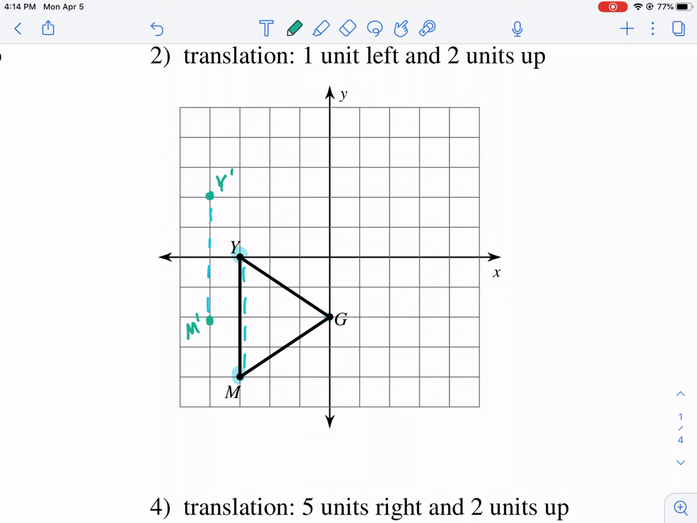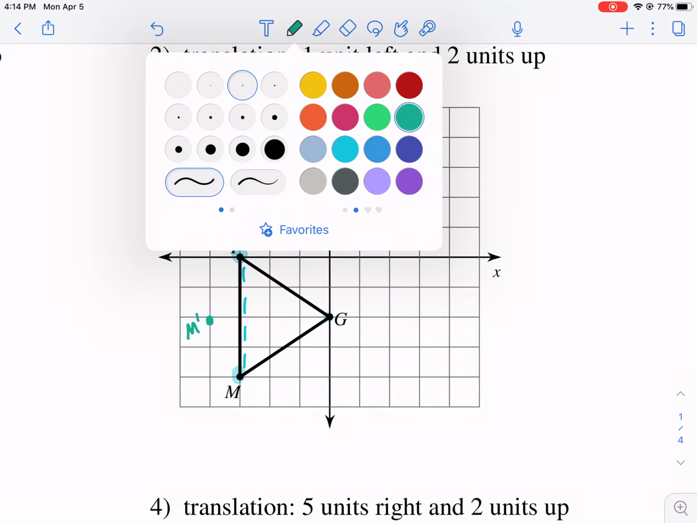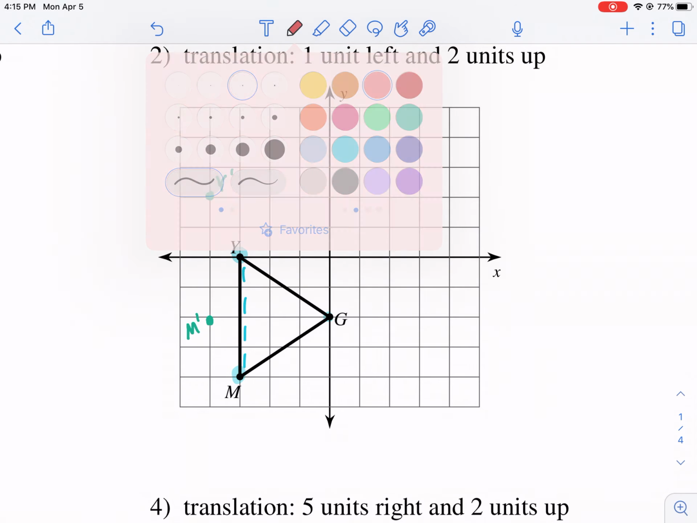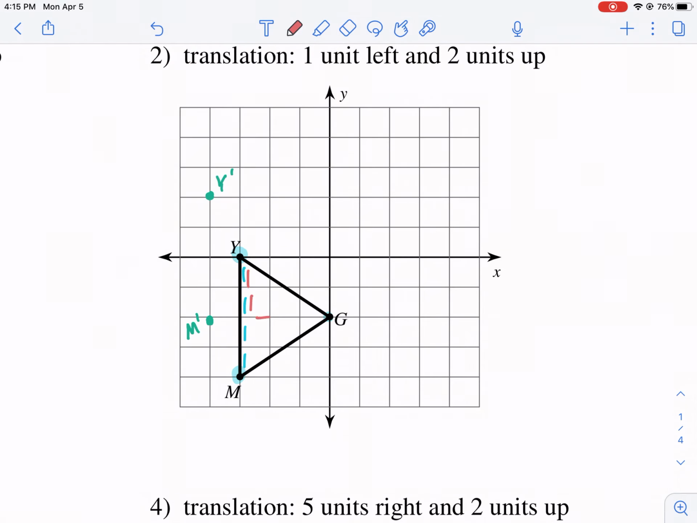And then for G, let me erase this. What's the relationship between Y and G? Y and G is 1, 2 units down, 1, 2, 3 units to the right. So this is going to be 1, 2 units down, 1, 2, 3 units to the right to get G prime. I don't know why it's pink all of a sudden. It should be green, so let me change that to green. G prime. And then I'm going to connect the dots.